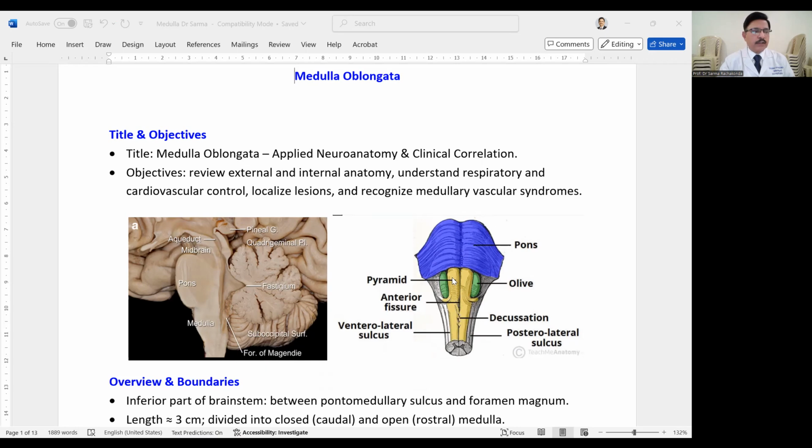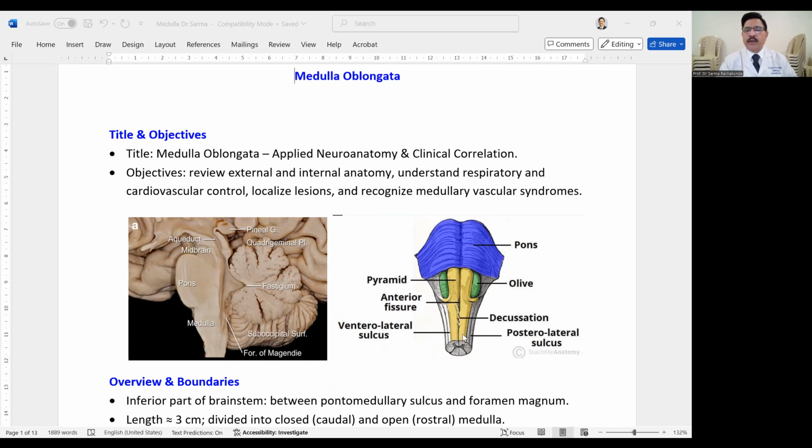There are two prominences called the pyramids. Lateral to the pyramids, the green colored ones are called the olive projections. And then the pyramidal decussation is in the lower ventral part of the medulla oblongata, where the pyramidal tracts of the left side cross to the right, and the right side cross to the left. They are coming from the cerebral cortex, trying to reach the anterior horn cell in the spinal cord. The decussation occurs in the lower ventral medulla.